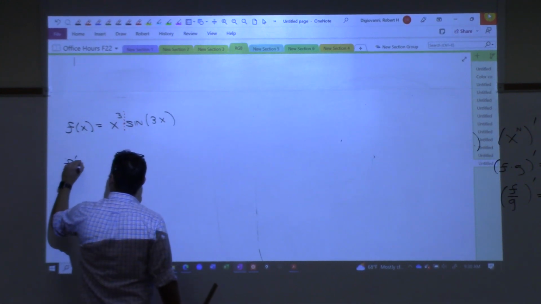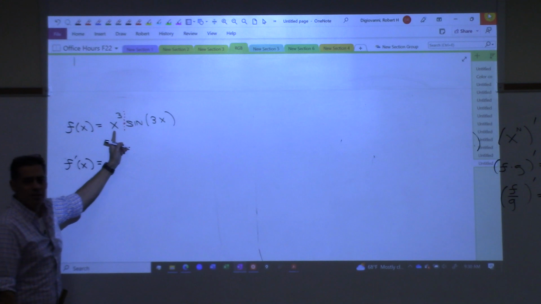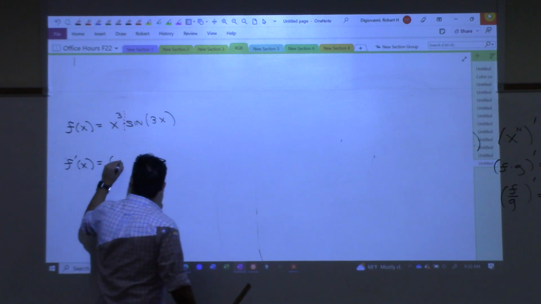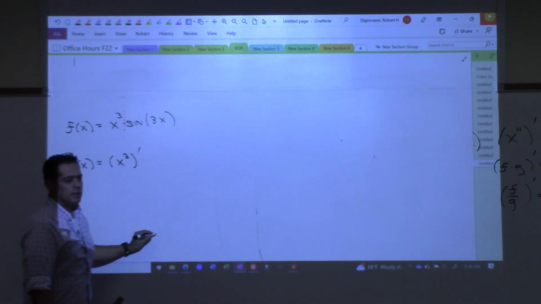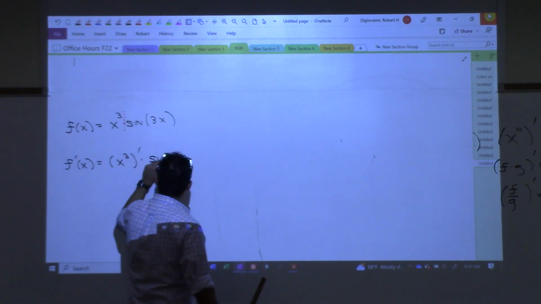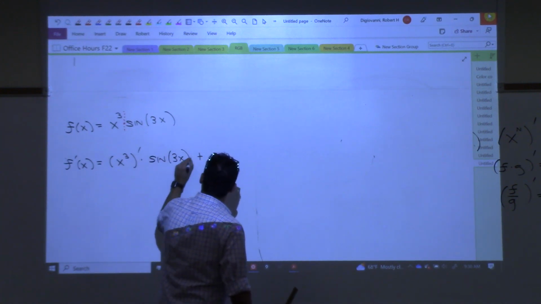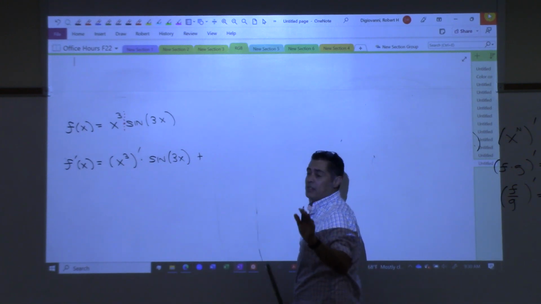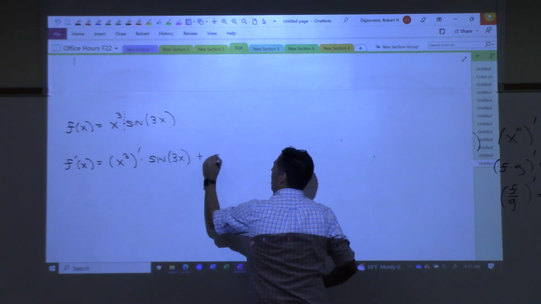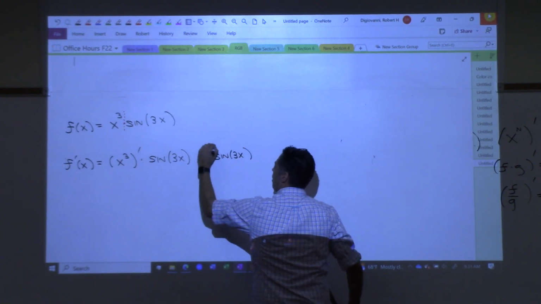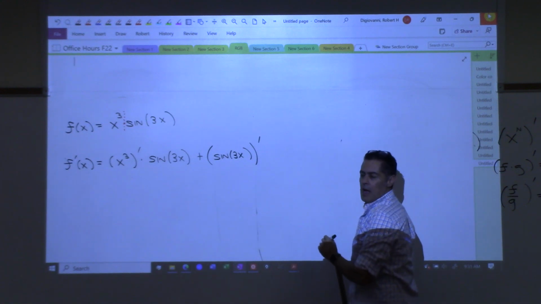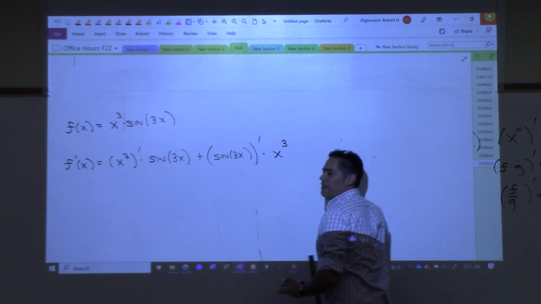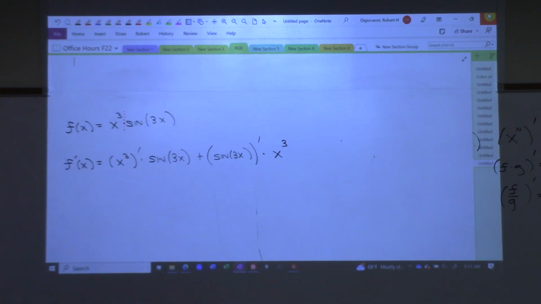Is it all right if I go a little slower? You're doing the product rule right now, right? Yes. Okay, so I'll take the derivative of the first one, times the second one, sine 3x, plus. So hold on. You're going to take the derivative of this one now, right? Yes. So let me write that down. Sine of 3x. You're going to take its derivative next, right? And then x cubed.